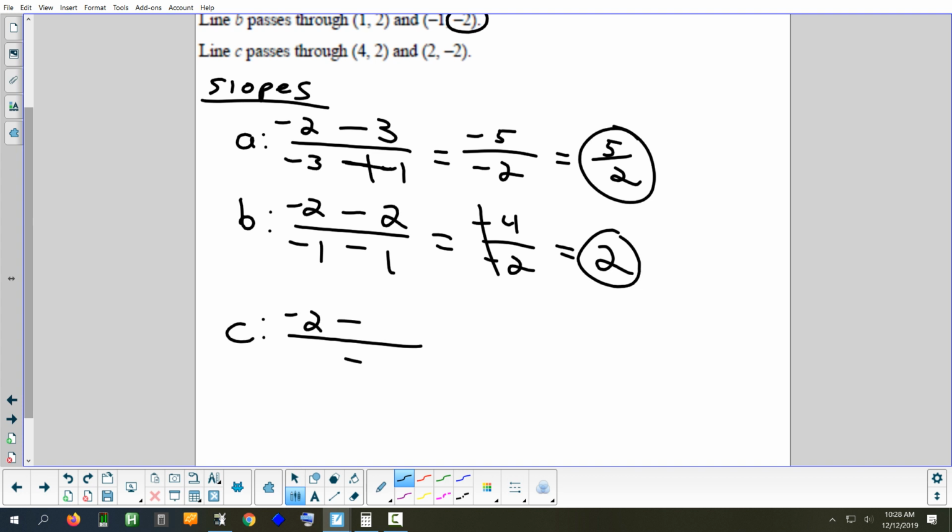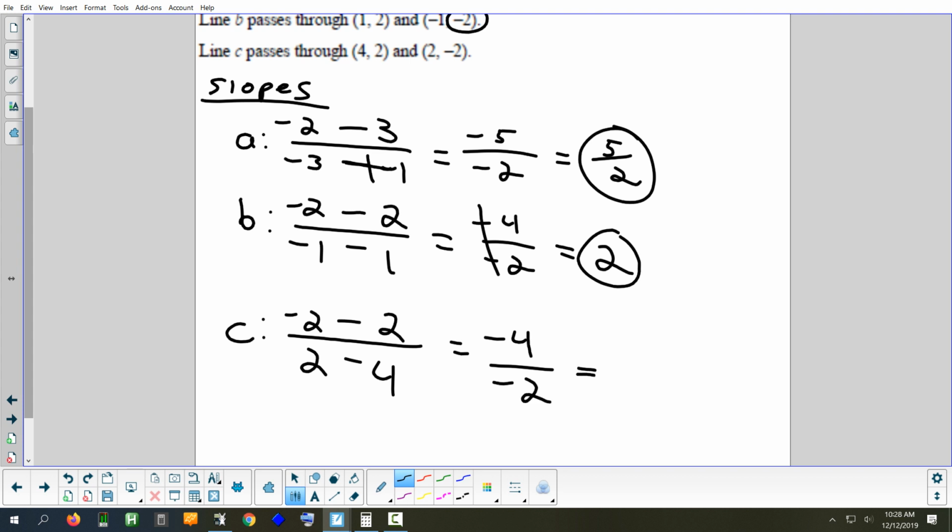-2, yep. Upper right? 2. Lower left? 2. Lower right? 4. Let's see what happens here. What's -2 minus 2? -4. What's 2 minus 4? Wait a minute. Look at what just happened on line B.